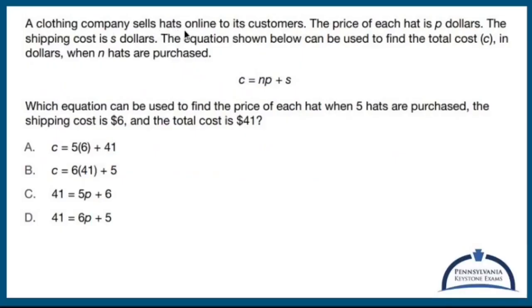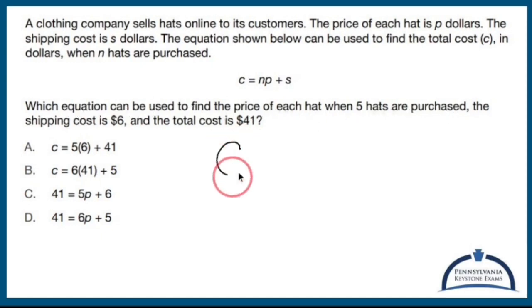A clothing company sells hats online to its customers. Ooh, hats, no cap. Actually, yes, cap, because it's hats. The price of each hat is P dollars. The shipping cost is S dollars. The equation shown below can be used to find the total cost in dollars when N hats are purchased. All right, so cost equals the number of hats times the price plus S, which S was supposed to be what? The shipping cost. Oh, okay. Which equation can be used to find the price of each hat when 5 hats are purchased?